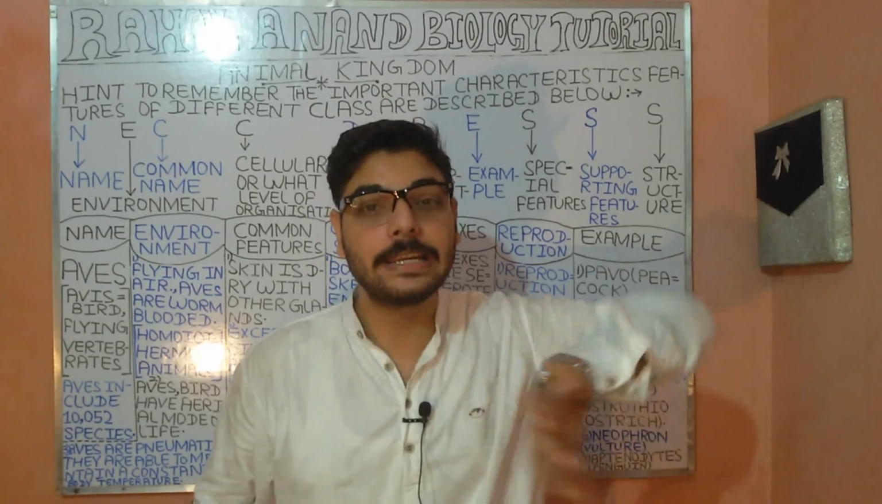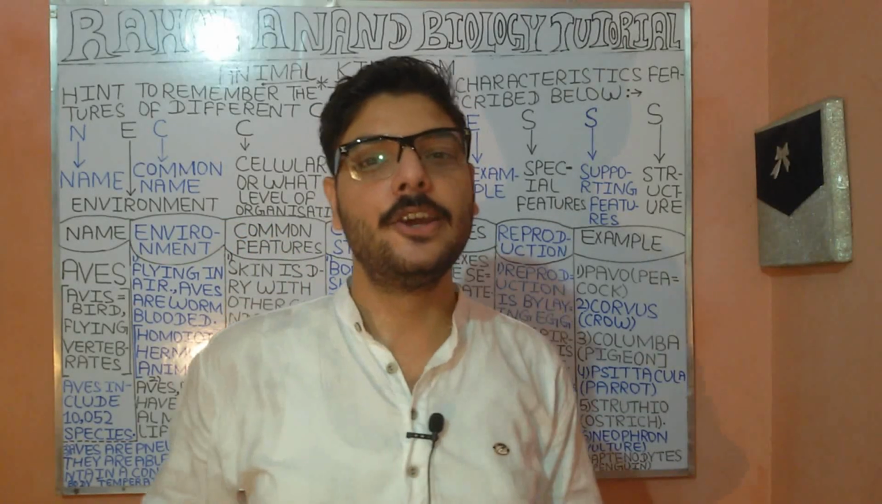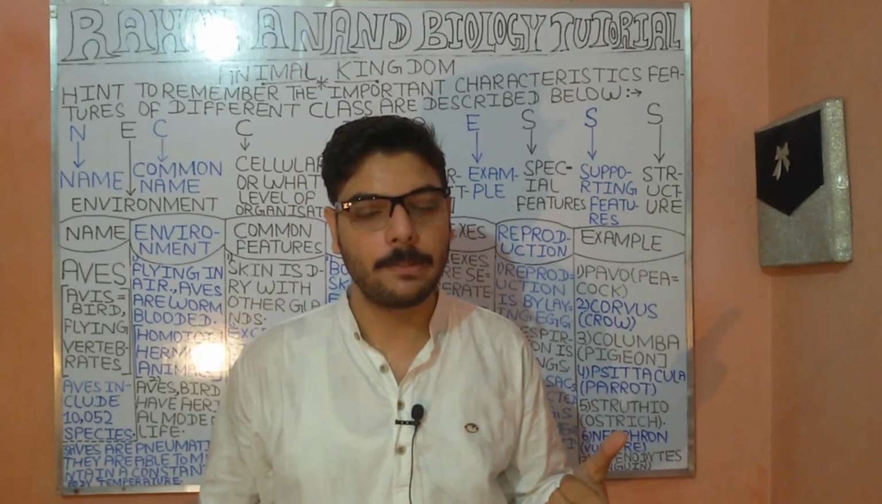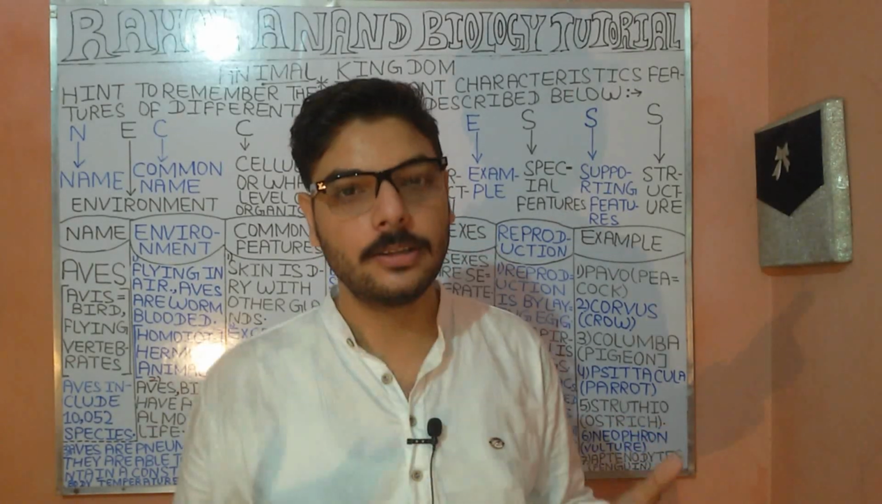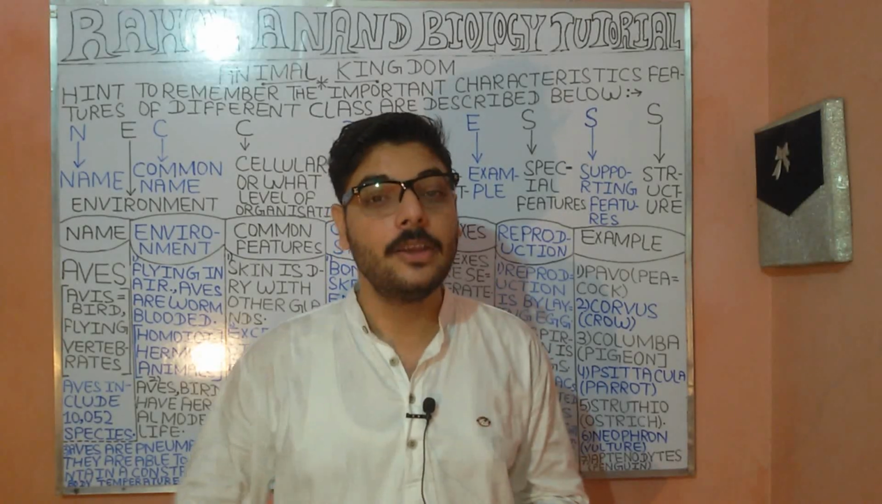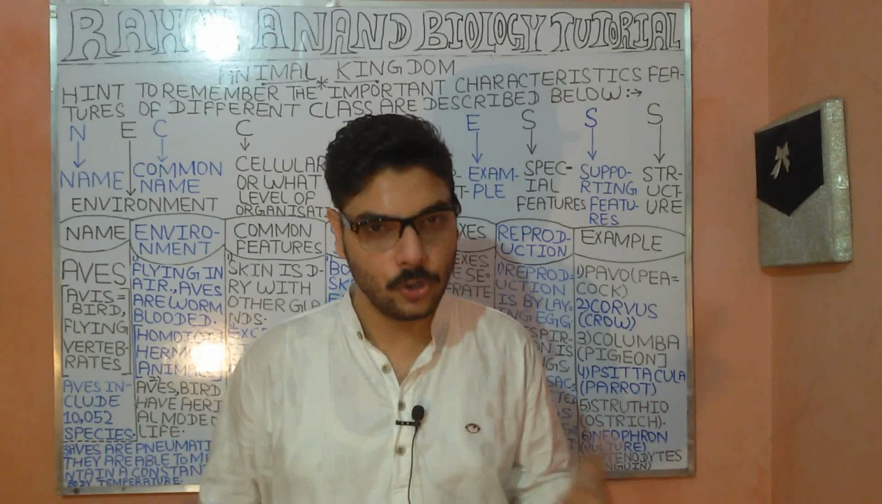Talking about the next criteria for the apes, which are the examples. So we have the pavo. The pavo is called as what? Your pavo is called as the peacock. Then we have particularly the corvus. The corvus is called as the crow.